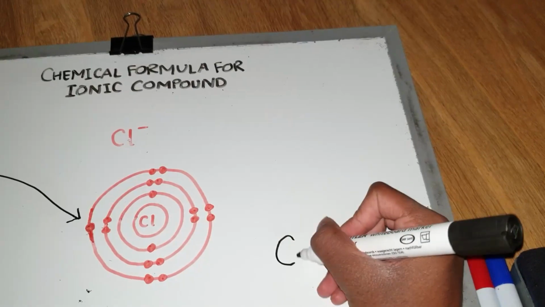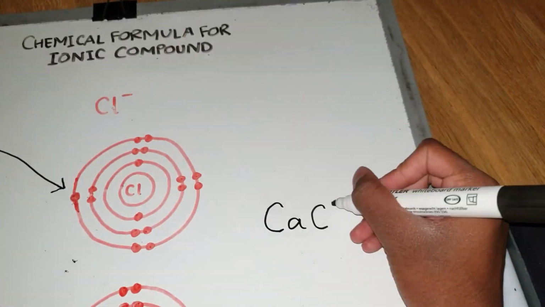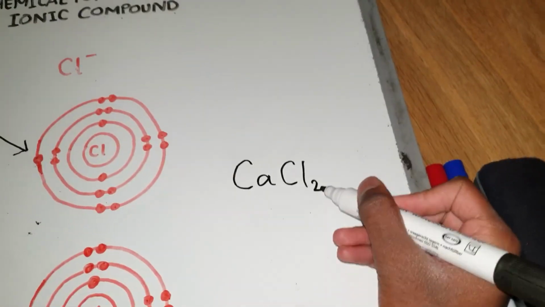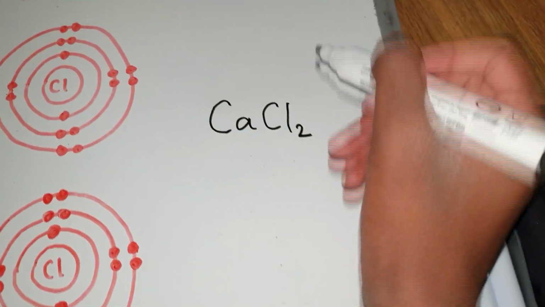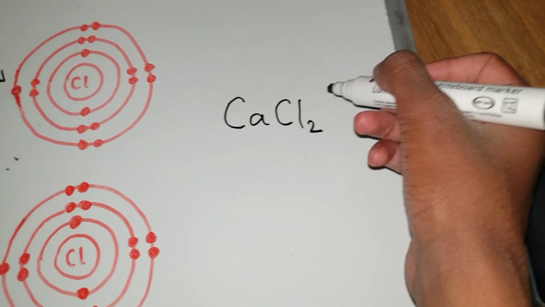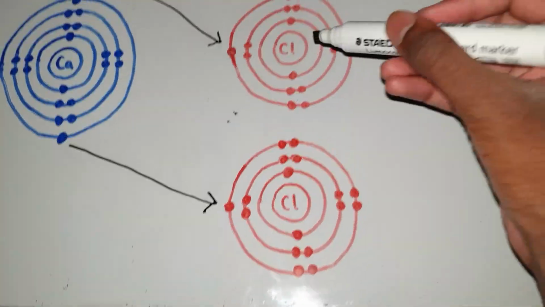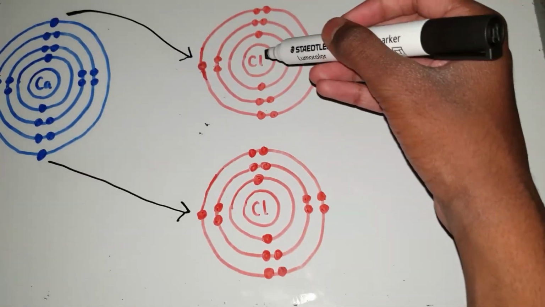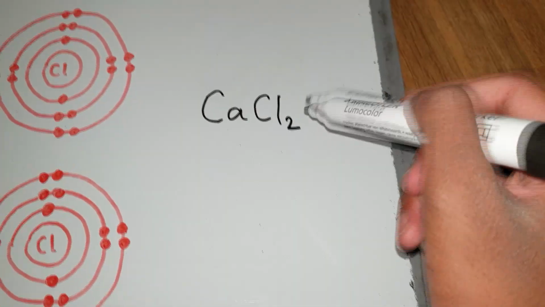It's written as CaCl2. So this subscript right here represents the number of ions or atoms present in the compound. So we've seen that there are 2 chlorine ions and 1 calcium ion. Therefore, we get CaCl2.